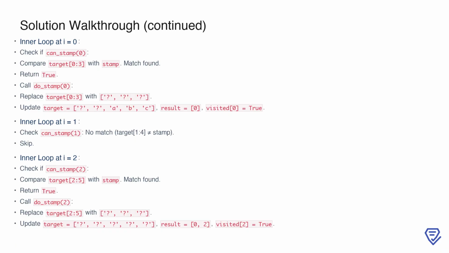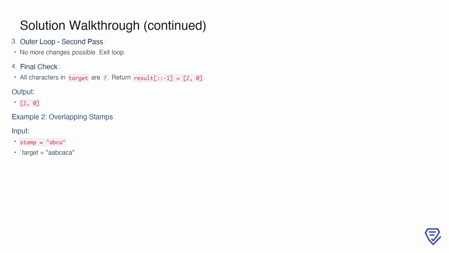Next, at I equals 1, the can_stamp function determines that the stamp cannot be applied because the substring from index 1 to 4 does not match the stamp. We skip this index. Finally, at I equals 2, we find another match. We apply the stamp again, replacing the substring at index 2 to 5 with question marks. The target now becomes, and we update the result list to include index 2, marking visited 2 as true.